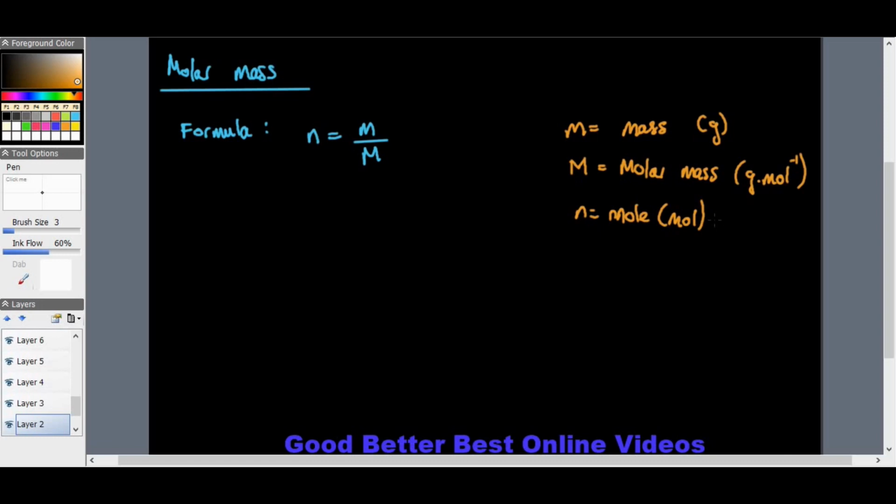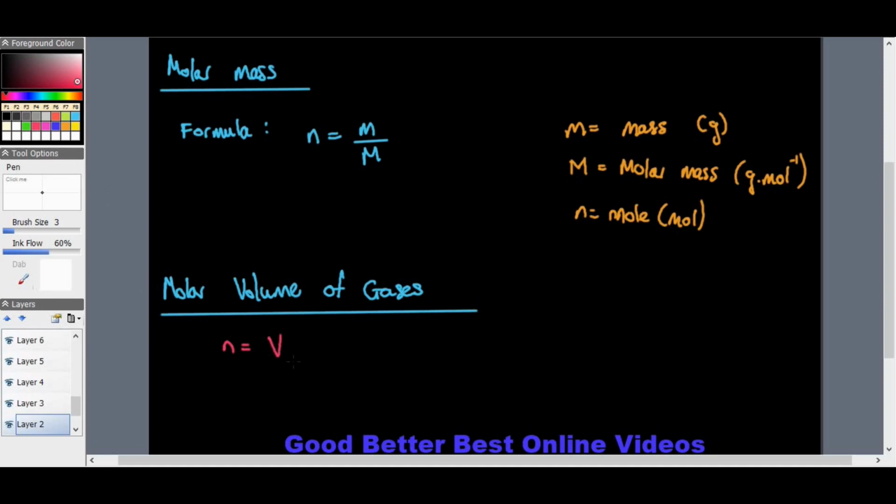Then there's another way to work it out, with the molar volume of gases. So the third mole calculation formula that we learned is for the volume of gases. We have a new formula, which I'll use another color for: n is equal to V divided by Vm. If we draw the legend here quickly, V is the volume of the gas in decimeters cubed, and Vm is what's known as the molar volume.